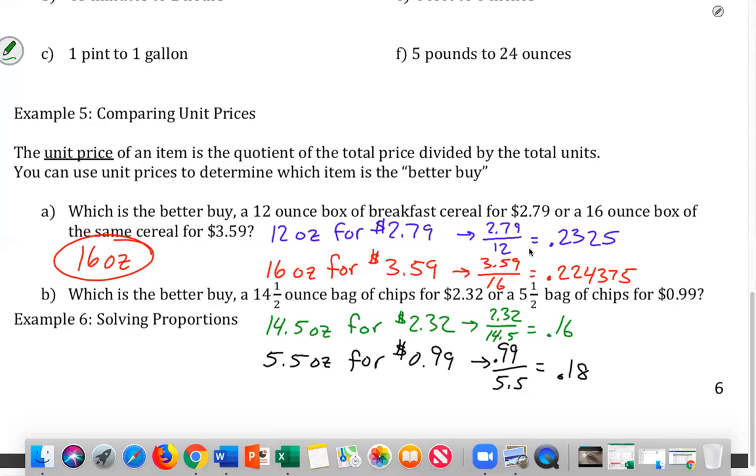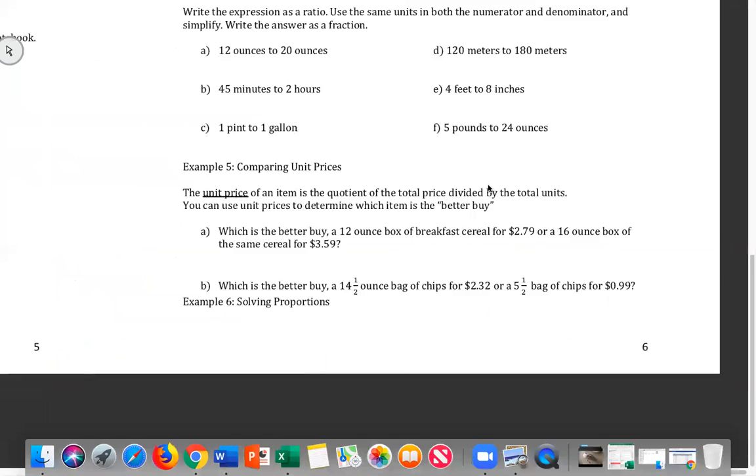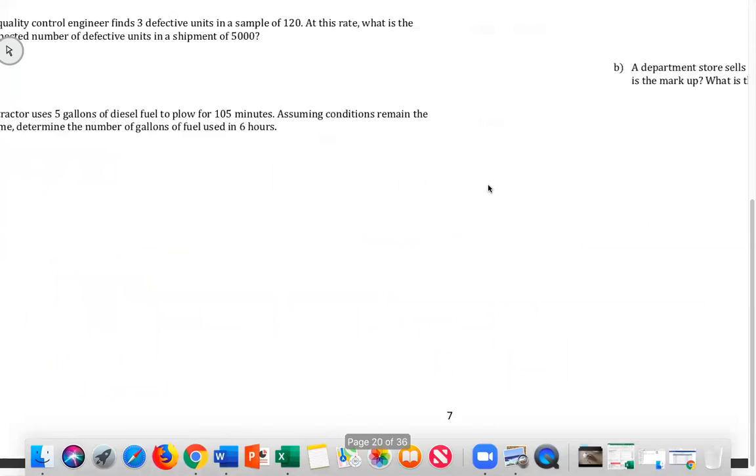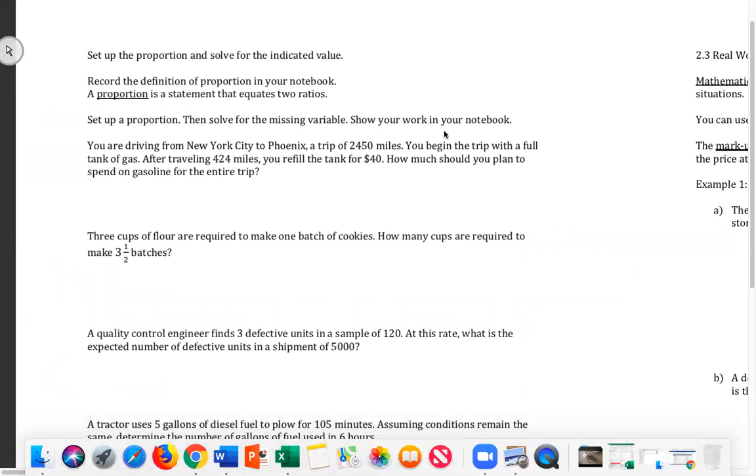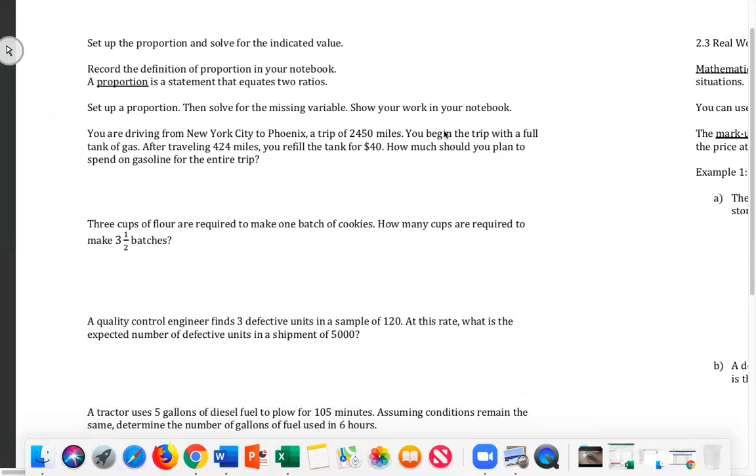So again, the more I bought, the better deal it is. And that's why when you guys go to like Costco and stuff like that, you get better prices on things. Yes, it costs more, but you get a better deal on the stuff. Okay? All right, couple more. We have proportions here.